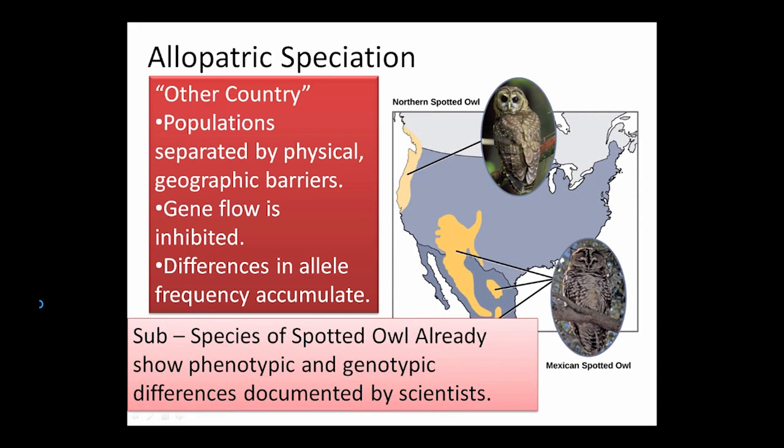So we're seeing this in the northern spotted owl and Mexican spotted owl. These are subspecies, and they're already showing different phenotypic and genotypic differences. One is by habitat, food source, and so the more that they are geographically separated, the greater difference you have in these allele frequencies.